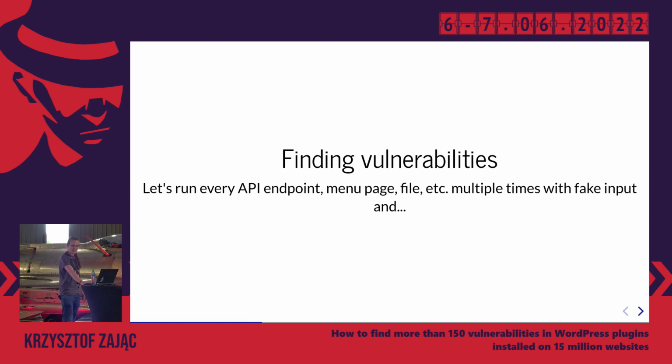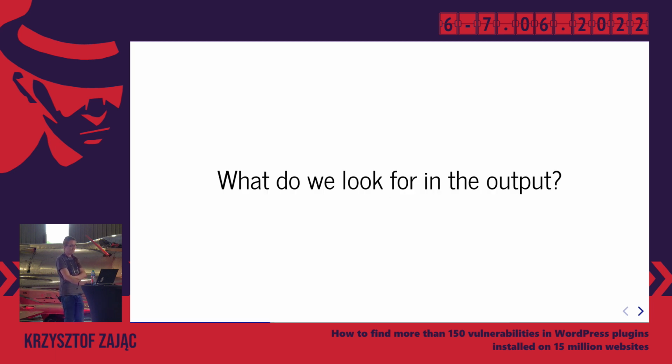All right. So what do we have now? We have some pieces of code which implement plugin functionality, for example API endpoints. We have many pages. We have files. We may run each of them multiple times, providing fake inputs, randomizing which payloads get returned, randomizing whether a payload gets returned, etc. So we may run multiple times and look at the output. What do we look for in the output? Maybe some of you already have some ideas what could be interesting in such research.